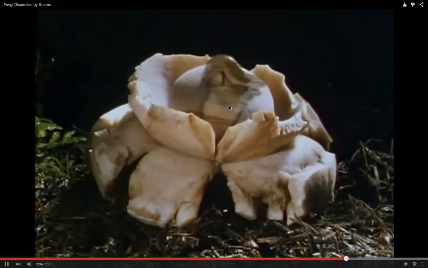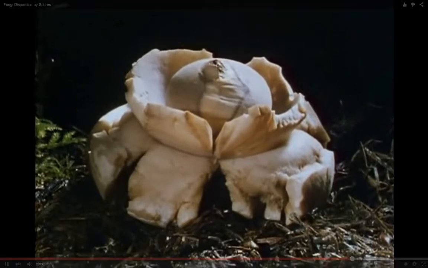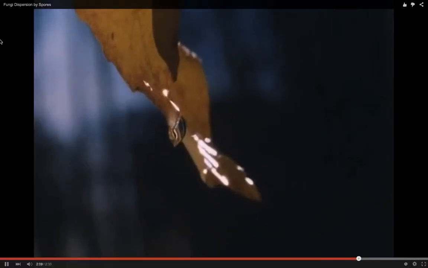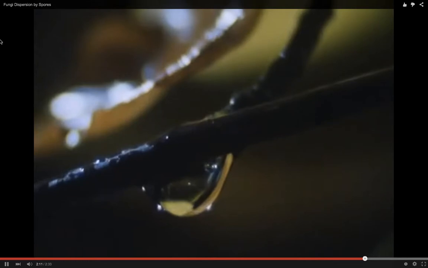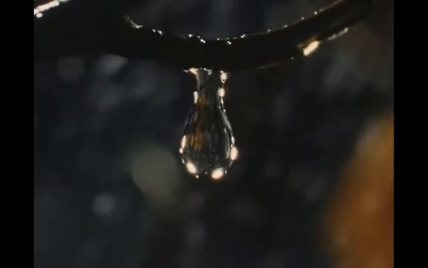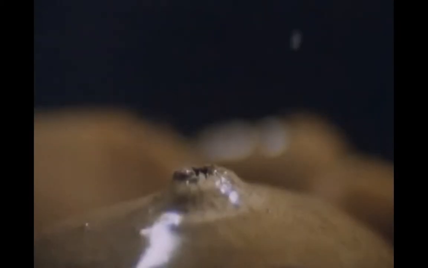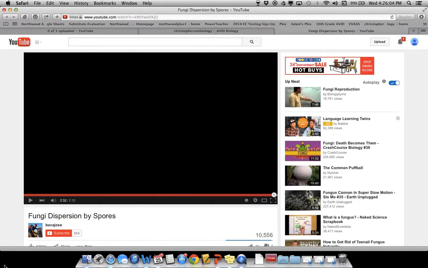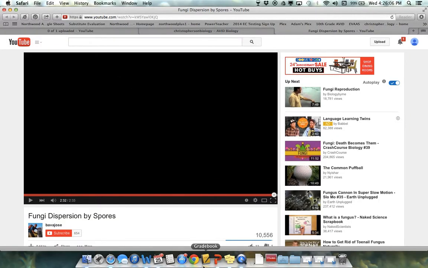All the spores are right in there. They open at this time of year to take advantage of the falling rain. Isn't that cool? A drip gives them all the energy they need to propel their spores into the air.